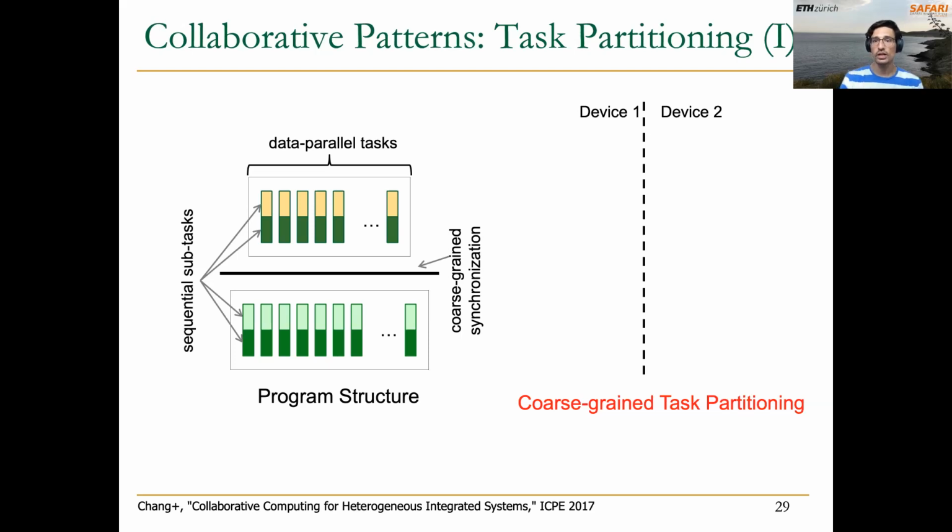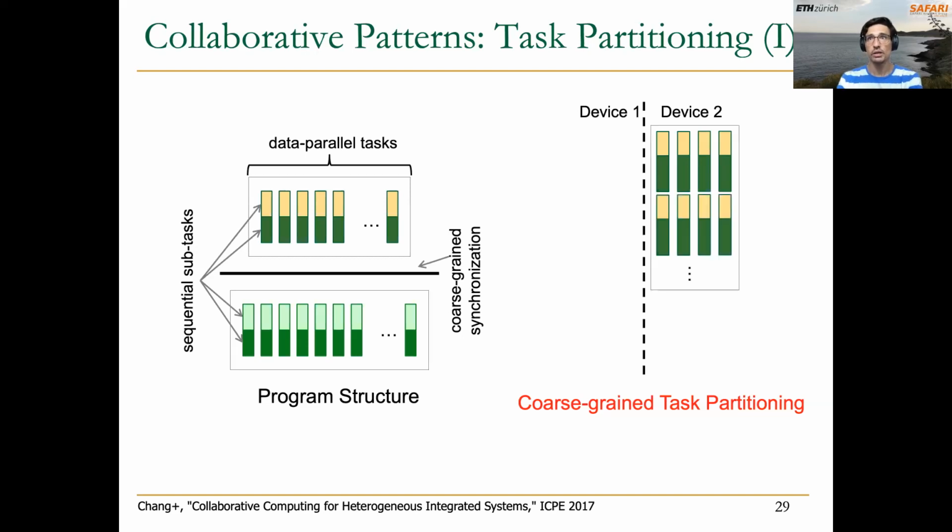And we already know that some of the tasks are faster on one device, other tasks are faster on the other device. So one possibility is to apply a coarse-grained task partitioning, where we partition the tasks completely. Entire tasks are either executed on device 1 or on device 2. So in this case, for example, the entire first kernel runs on device 2 because those data parallel tasks are faster on device 2. After the kernel termination and the coarse-grained synchronization, device 1 executes the data parallel task in the second kernel. So this is what we call coarse-grained task partitioning.